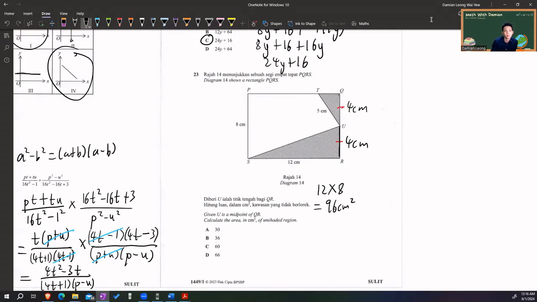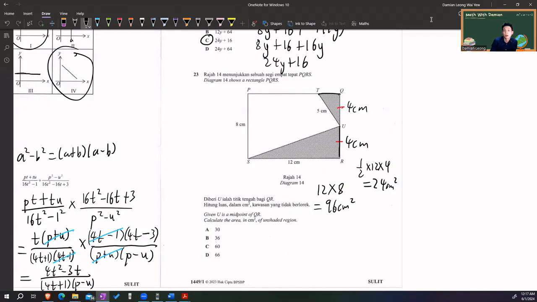So this triangle, half times 12 times 4, 24 cm square. This triangle, I need half times base times height also, but base and height must be 90 degrees. So I need this QT. Kami memerlukan jarak QT ni. So kami gunakan Teorem Pythagoras. Okay, Teorem Pythagoras. A square plus B square equals C square. C merupakan hypotenuse. So this is the hypotenuse.